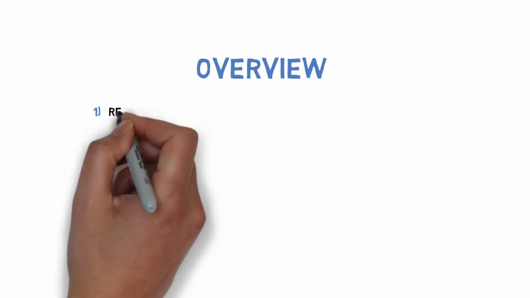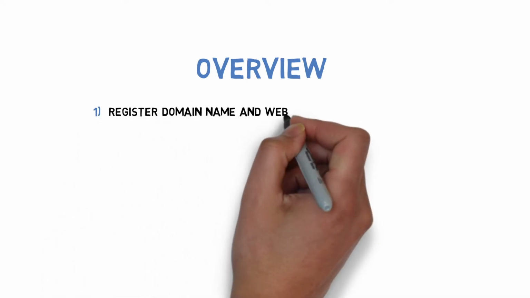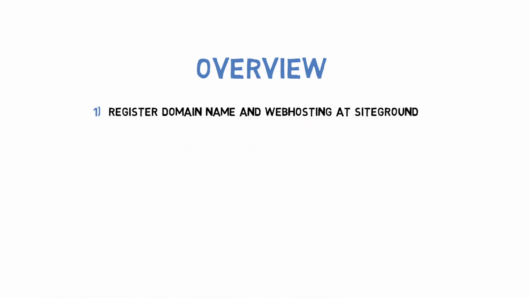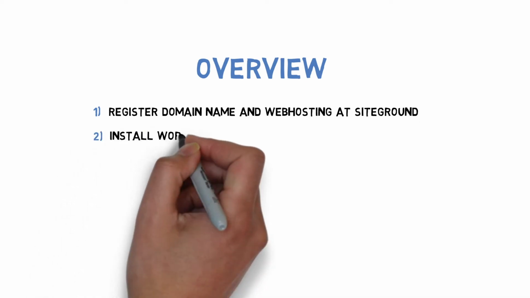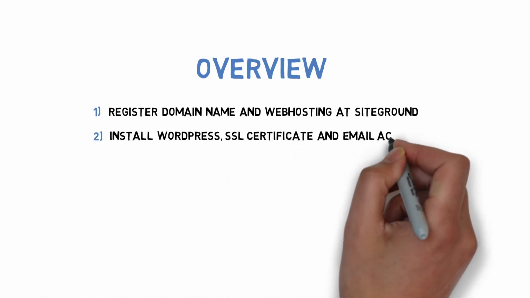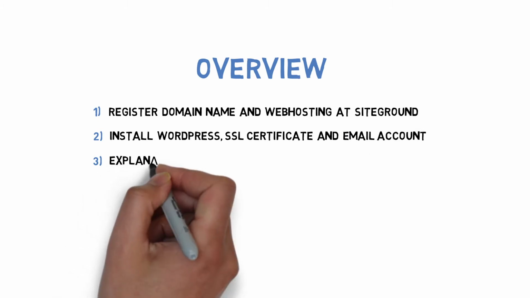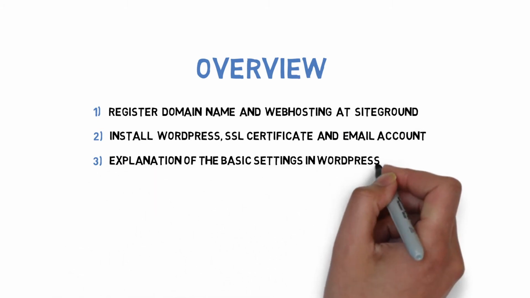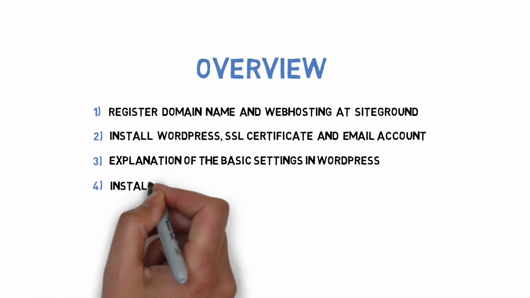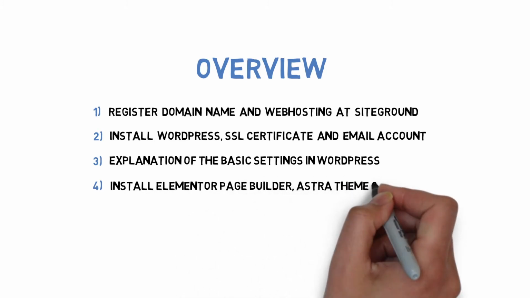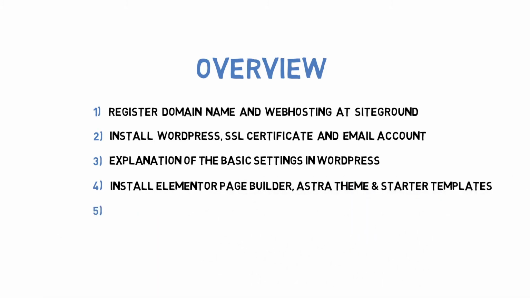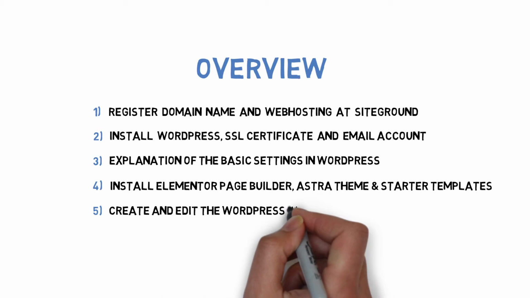Let me give you an overview of what we are going to cover in this video. First off, we are going to register a domain name and web hosting at Siteground. Secondly, install WordPress SSL Certificate and email account. Thirdly, overview of the basic settings in WordPress. Fourthly, install the Astra theme, starter templates and Elementor Page Builder. And lastly, create and edit the WordPress website.